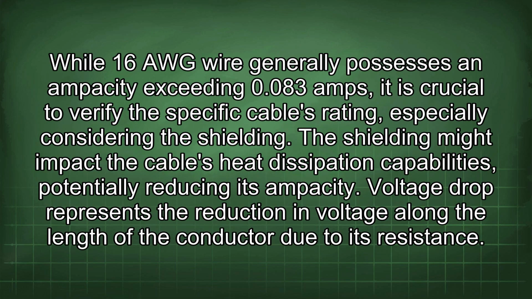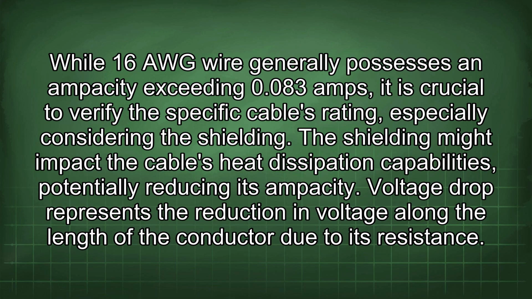While 16 AWG wire generally possesses an ampacity exceeding 0.83 amps, it is crucial to verify the specific cable's rating, especially considering the shielding. The shielding might impact the cable's heat dissipation capabilities, potentially reducing its ampacity.